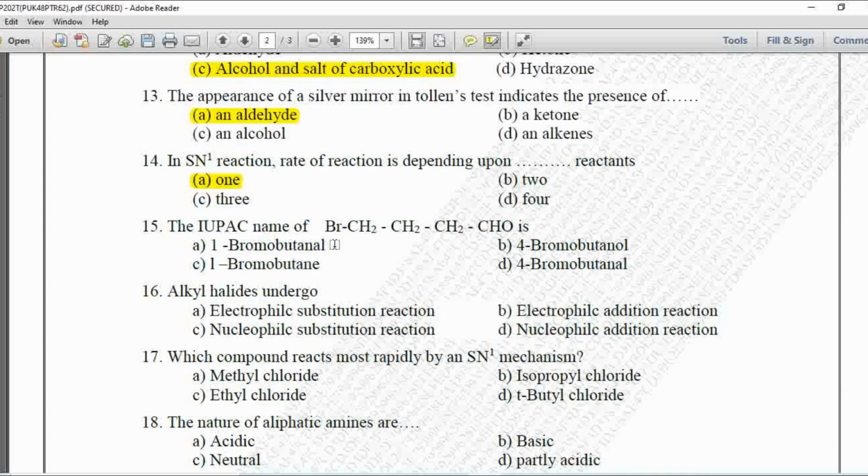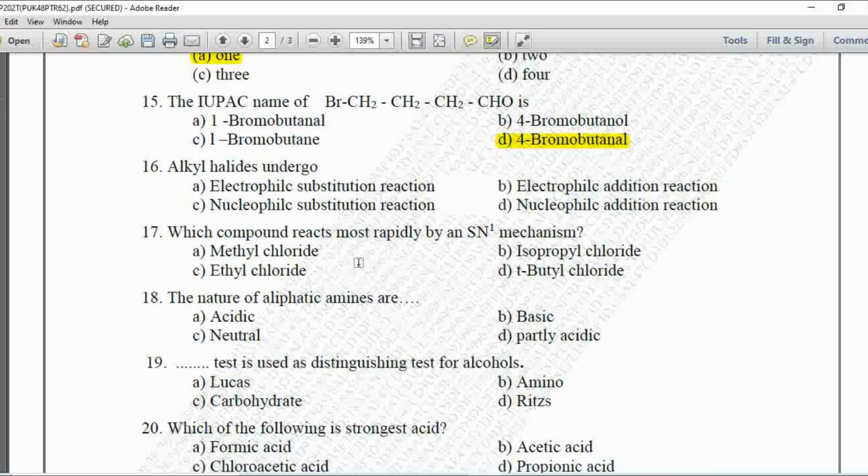Next MCQ. The IUPAC name of bromine CH2 CH2 CH2 dash CHO is. So as you know, the CHO is the functional group, that means it is an aldehyde. So here option A is given 1-bromobutanol, B is 4-bromobutanol, option C is 1-bromobutane, and D is 4-bromobutanol. So as you know, these are the 4 carbon atoms, 1, 2, 3 and 4. At the 4th carbon, the bromine group is attached. So here the correct option is 4-bromobutanol. Al is required because it is the aldehyde compound.